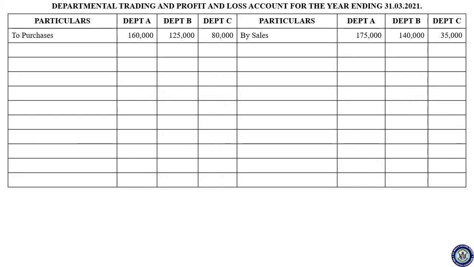Okay, next one, that is by closing stock. 6,100, 2,300, 44,600. So if you want, you can add it and write in the total column also. You can draw one extra column on both sides, that is after department C, you can have a total column. You add row wise, then you write it in the total column.